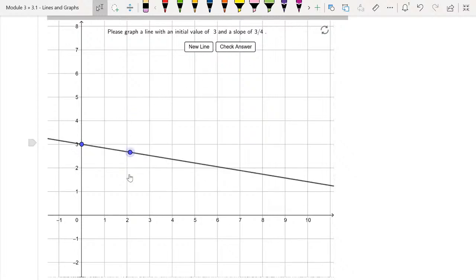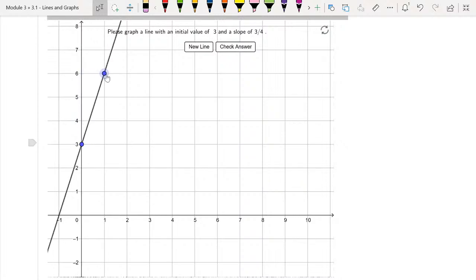Great. How did you know to go up and not down? It doesn't have a negative. Good. So we're going to go up by 3. 1, 2, 3. And then over by 4. Over by 1, 2, 3, 4. And there we go. And then I can check it. Bingo. Does that make sense?